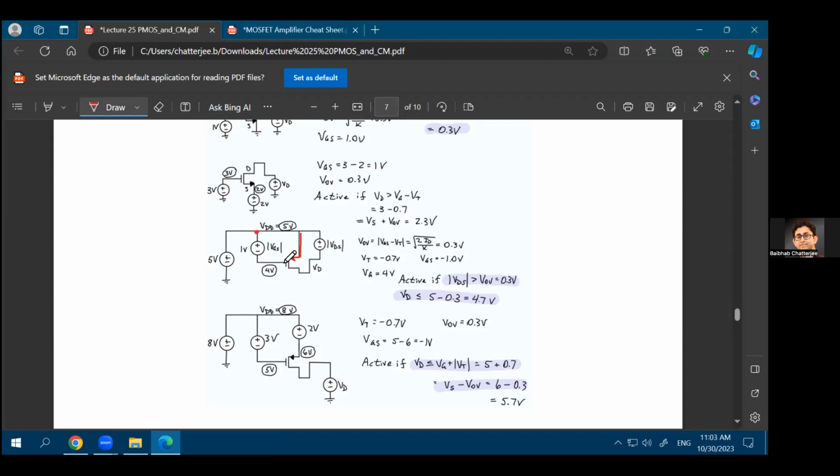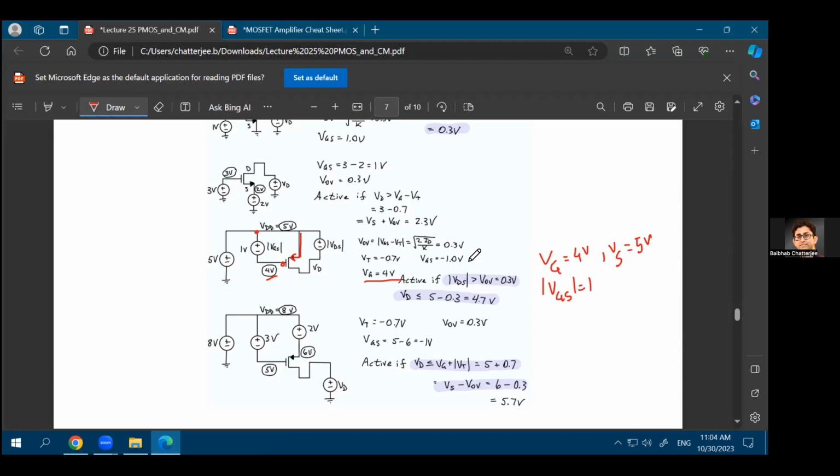What does that mean? What would be the voltage at the gate terminal of the PMOS? If this point is 5 volt, and this voltage source is 1 volt, this point will be 4 volts, right? That's just putting two voltage sources in series, so you'll get 4 volt over here. And in that case, your VG will be equal to 4 volt. Let's write that down. VG is equal to 4. VS is equal to 5 volts. So the absolute value of VGS will be equal to 1 volt.